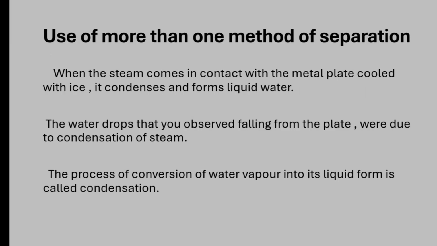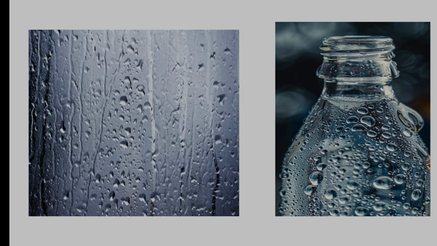And when the steam comes in contact with the metal plate cooled with ice, it condenses and forms liquid water. The water drops that you observe falling from the plate were due to condensation of steam. So the process of conversion of water vapor into its liquid form is called condensation.